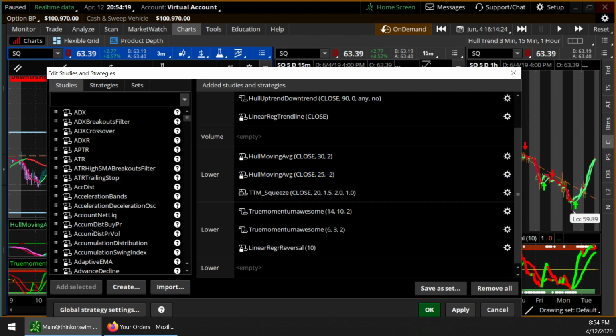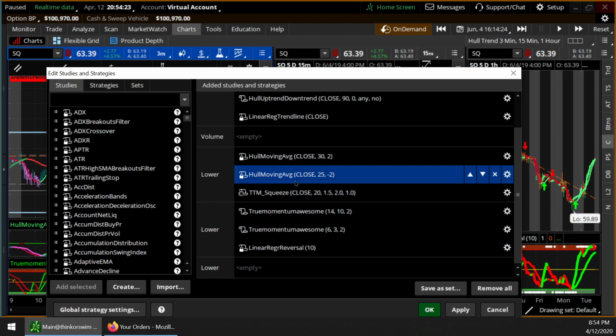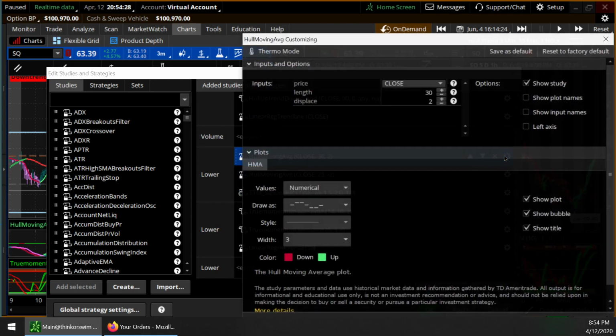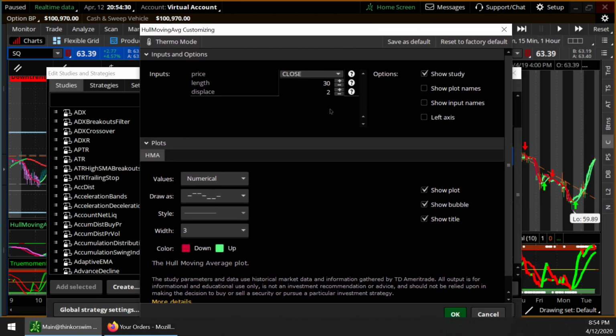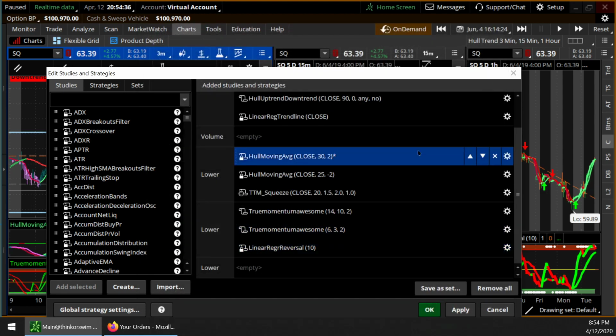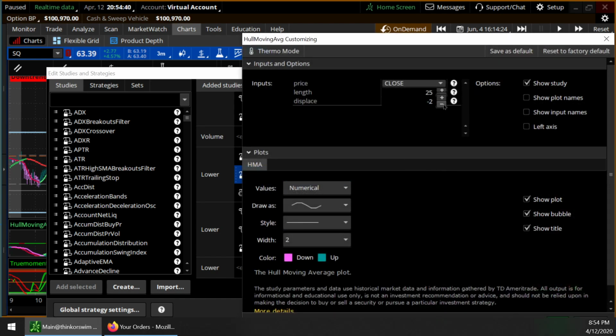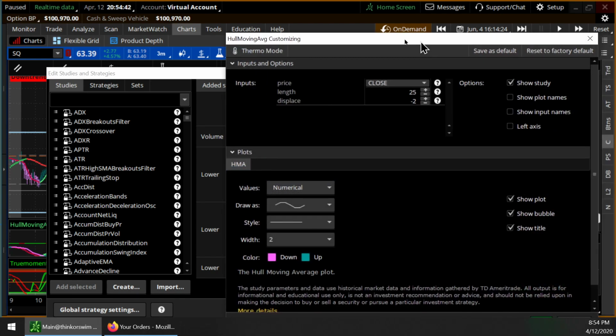But on the lower indicators down here, I have a hull moving average set to the length of 30, and I displaced it by 2 to the positive side, and that just helps to separate the two lines that I have down here. Then I have a hull moving average set to 25, a negative displacement of 2.